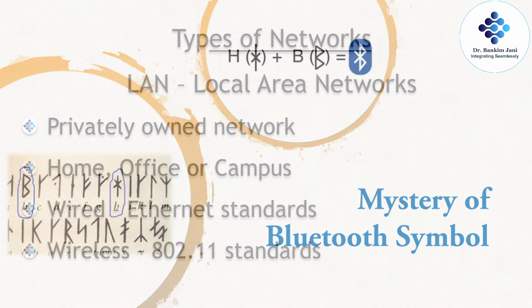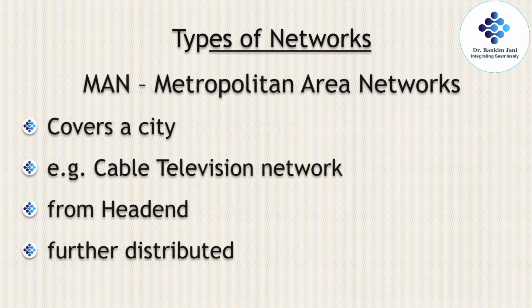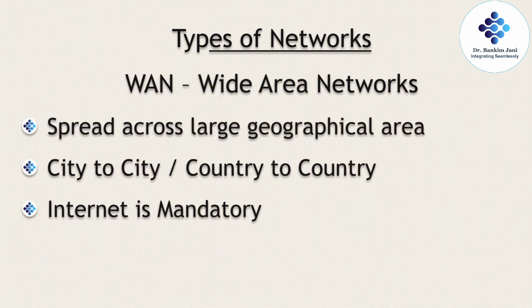The next is LAN, Local Area Network. It's a privately owned network in a home, office, campus. It could be wired or wireless. So when wired, it is using Ethernet technology, and when wireless, it is 802.11. More about it as we progress further in our series. The next is MAN, Metropolitan Area Network. It covers a city. Cable television network is one of the examples. WAN, Wide Area Network. It spreads across a large geographical area. It could be city to city or country to country.